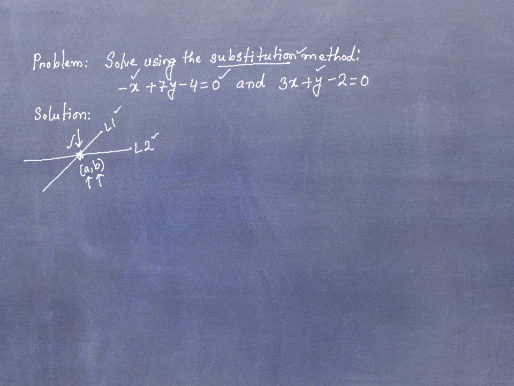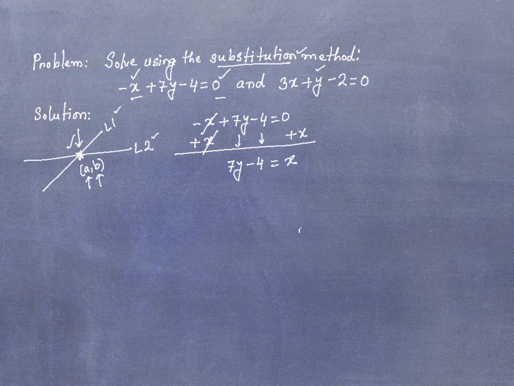In this one, I'm just going to move this x to the right. In that case, it's going to be positive, right? So let's just do it regardless. Negative x plus 7y minus 4 is equal to 0. I'm going to add x to both sides. In that case, on the left hand side, negative x, positive x are going to cancel, and I bring down the other two terms, which is 7y minus 4, and on the right hand side, 0 plus x is just x. So in essence, my x is 7y minus 4, and that's what my x is.